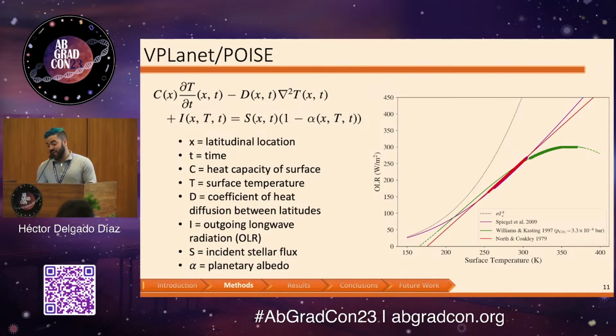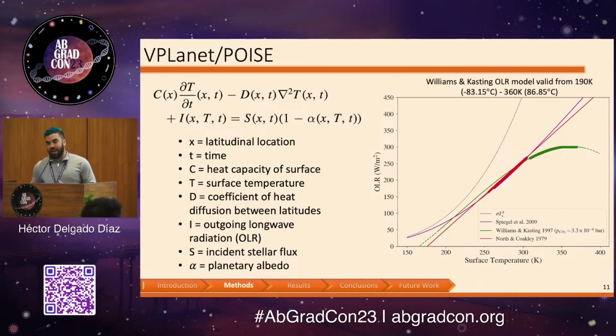We can see in this graph how the outgoing longwave radiation changes over surface temperature as a function of temperature, but with the difference that for Williams and Kasting, we can change the partial pressure of CO2. In this case, I'm simulating Earth's CO2 abundance in the atmosphere, and we see that it gives a more realistic version of how much of that radiation is being dissipated to space. So for the purpose of this study, we use the Williams and Kasting 1997 model to simulate how much radiation is being dissipated.